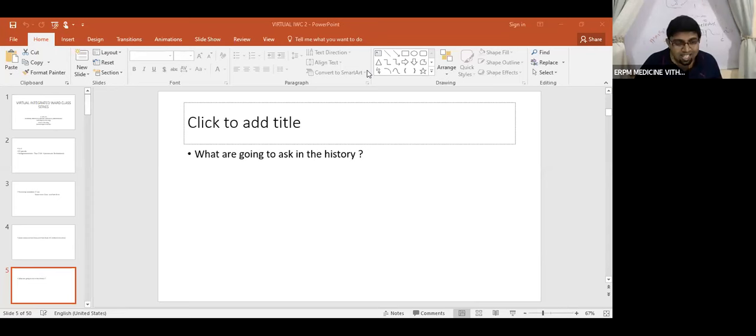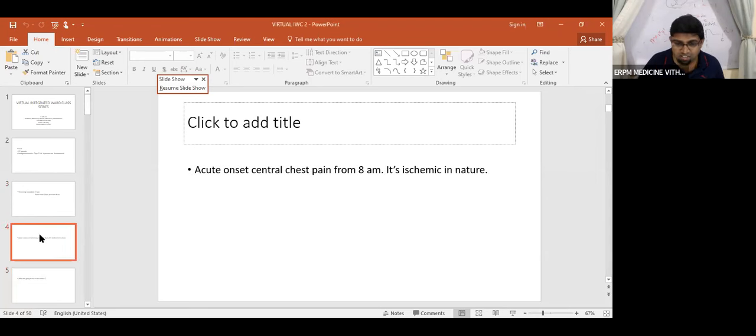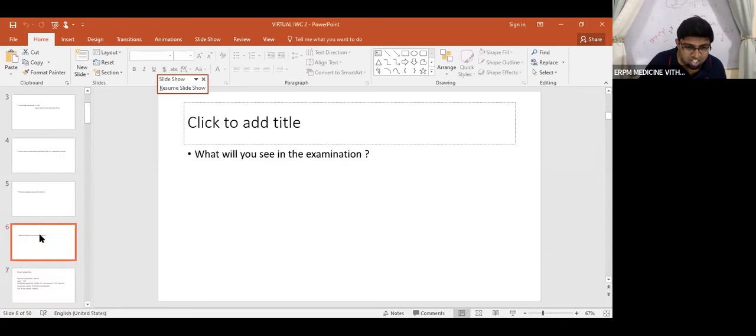Now, this patient is having acute chest pain, isn't it? This is an acute onset central chest pain, right? From my description, what is this pain? Ischemic. From my description, this is an ischemic pain.